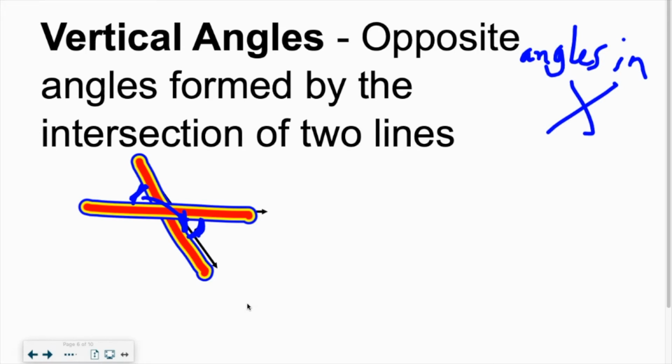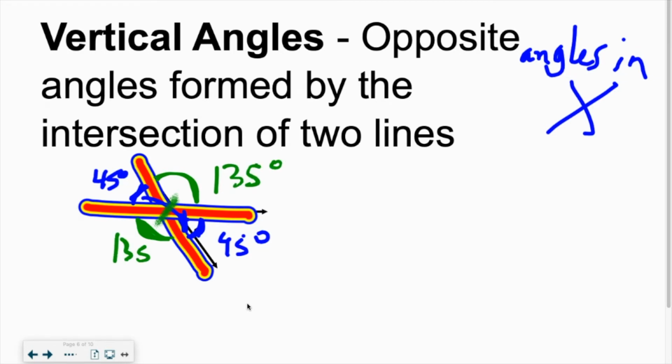So if I told you that this one was 45 degrees, this one would be 45 degrees as well. But again, doesn't stop there. When you're looking at them, you could have picked this angle. And now we're looking at what is the opposite. So you want to go directly across that X, and that takes you to this spot. That is a vertical angle. If you were told this one's 135 degrees, that makes this one 135 degrees because they are vertical angles and they will be congruent.